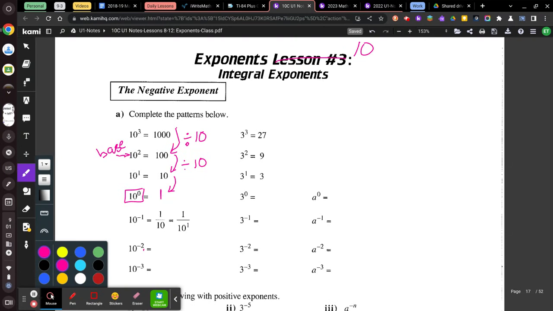And I can do it with any number. I could take 2 exponent 3, 2 exponent 2, 2 exponent 1, 2 exponent 0, 5 exponent 3, 5 exponent 2, and it'll follow the same pattern for all of them. If you divide by the base, now look what happens. I have the digit 1, and if I divide by my base 10, this is what it's showing you. 1 divided by the base.